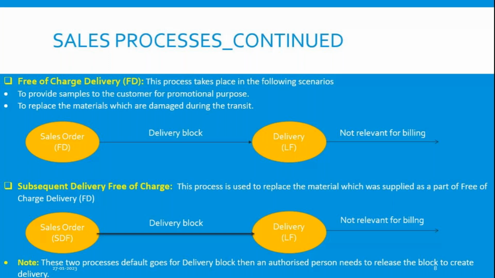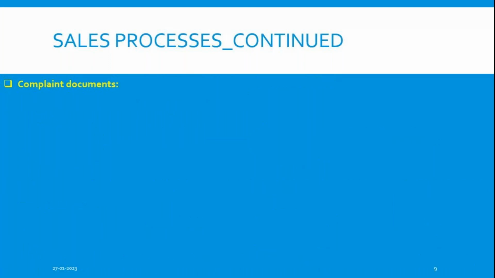Okay, fine. See, in addition to those documents, we have complaint documents. This is very, very important. Complaint documents for every business. You know why Amazon is more successful than other online trading companies? Can anyone guess the reason?